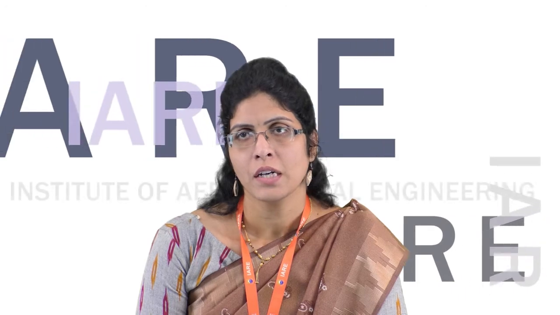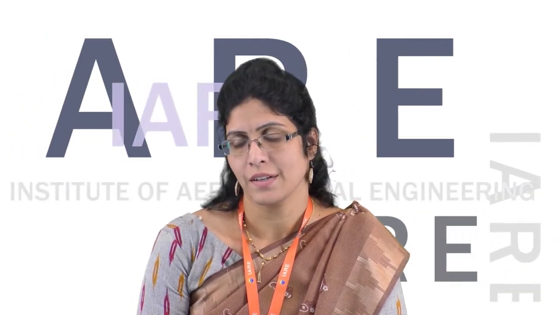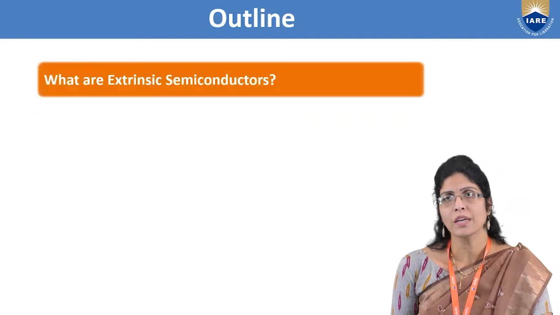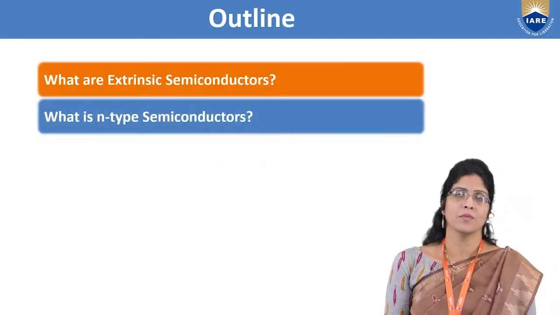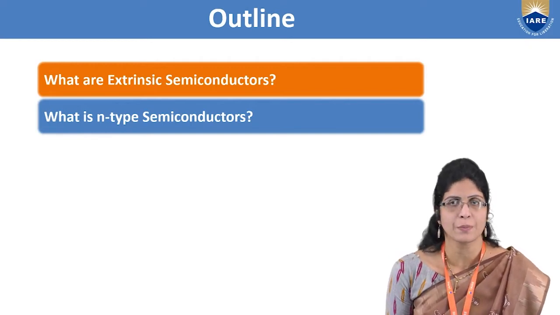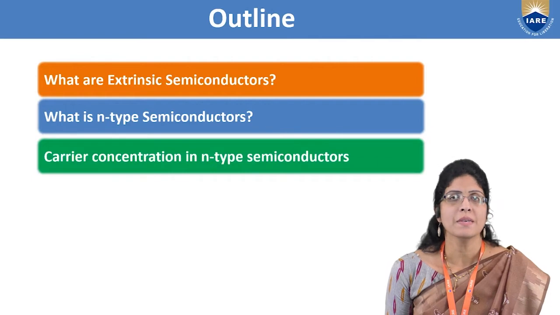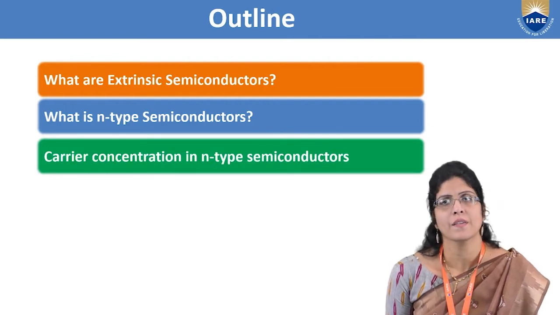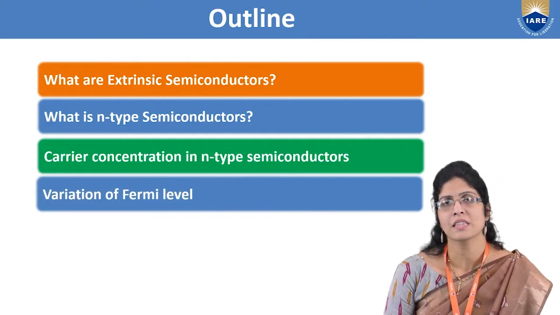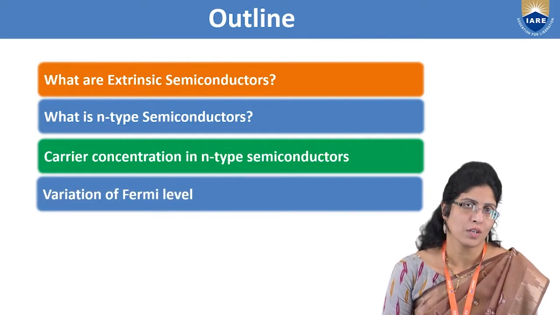Now let's start deriving an expression for the n-type semiconductors, where first we will see what extrinsic semiconductors are. Let me give an outline of this talk. In this video lecture, you will learn what extrinsic semiconductors are and how they fall into different types, and what an n-type semiconductor is, which is our present topic. We will see the carrier concentration in the n-type semiconductor, and also how the Fermi level varies with temperature and the donor impurities.